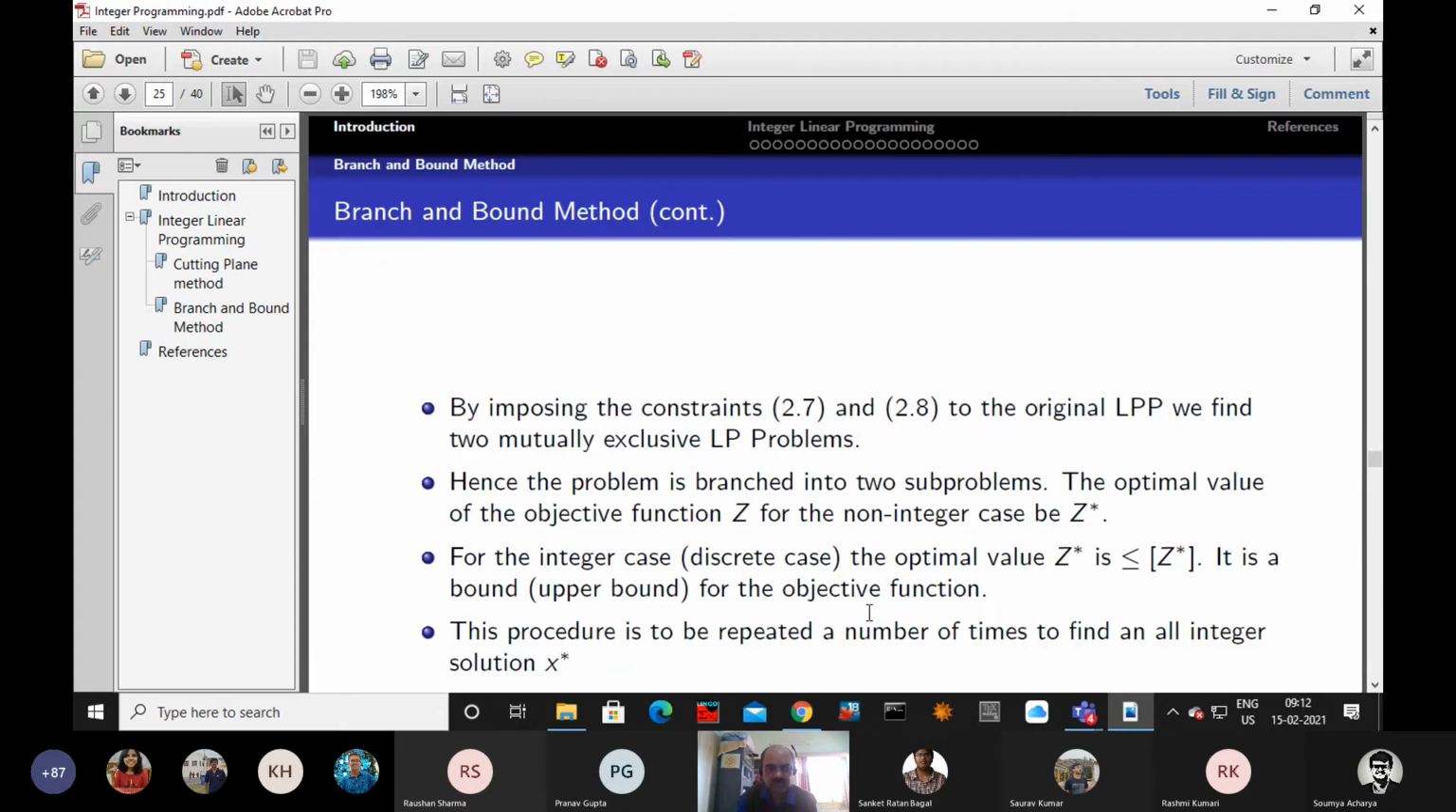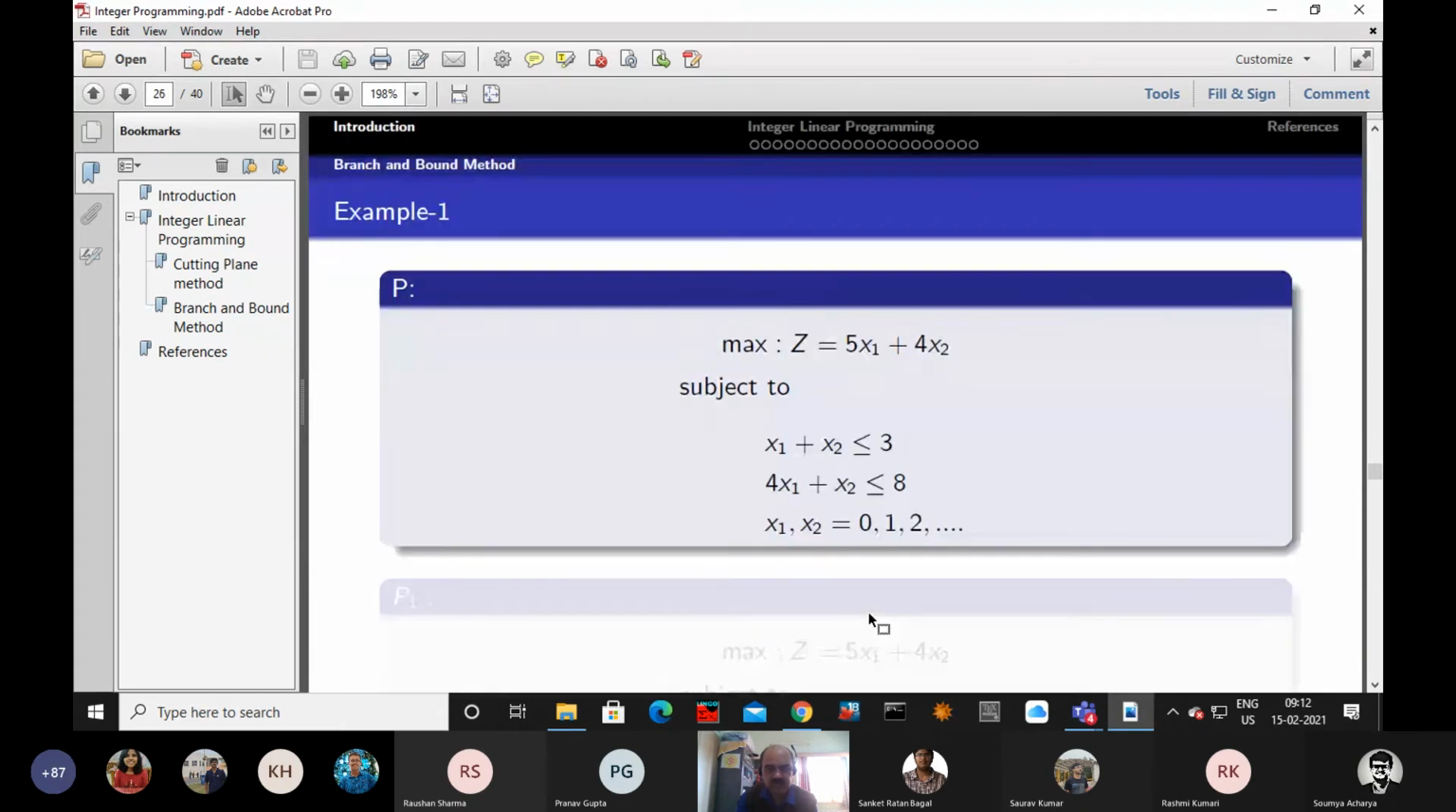I will show you an example so that you can have a better understanding. This is the problem. I think it is the same problem we took earlier. Yes or no? With respect to this problem, we are solving using the graphical method.